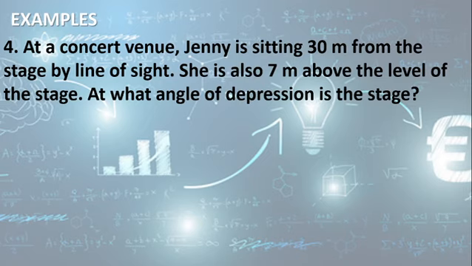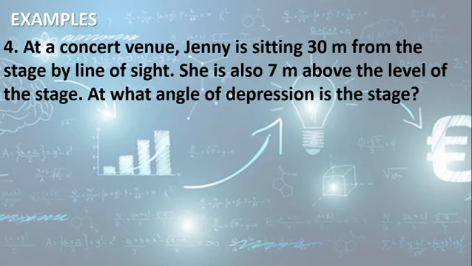It says, at a concert venue, Jenny is sitting 30 meters from the stage by line of sight. That's a very important statement. 30 meters from the stage by line of sight. And it goes on, she is also 7 meters above the level of the stage. That's the vertical distance above the level of the stage, 7 meters. So at what angle of depression is the stage?